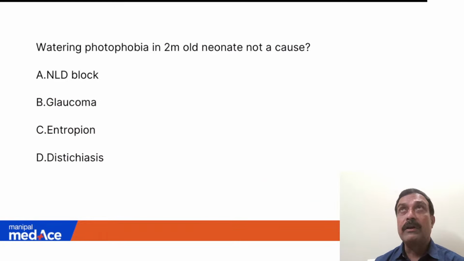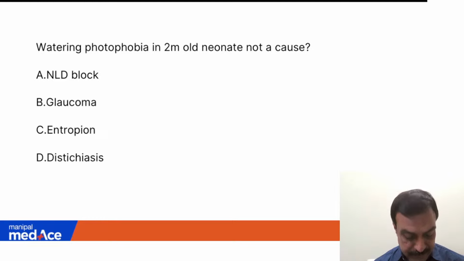The next question is: watering and photophobia in a 2-month-old neonate, which is not a cause? Nasolacrimal duct obstruction, glaucoma, and then entropion, distichiasis. Here, the answer is nasolacrimal duct block. The reason is nasolacrimal duct obstruction is only responsible for watering, but not photophobia.